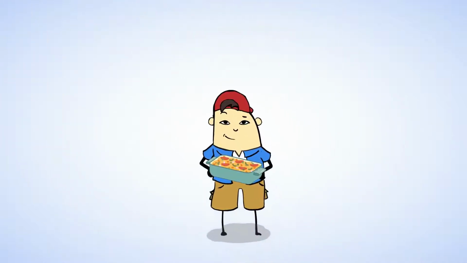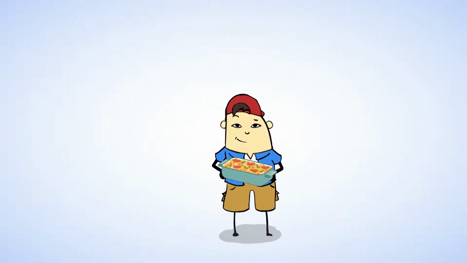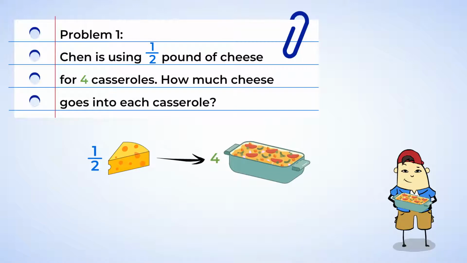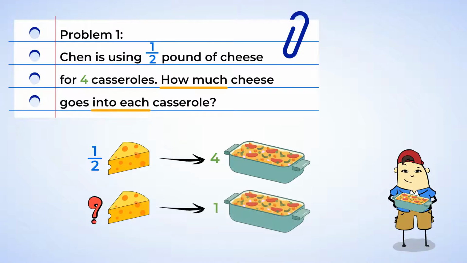Smells delicious. Chen is making casseroles for a potluck dinner, and he's using 1/2 of a pound of cheese for 4 casseroles. Now the natural question springs to mind, how much cheese goes into each casserole? Sounds delicious, but before we can eat, we're gonna have to work up our appetite with some math. Let's get to work and write down our expression.